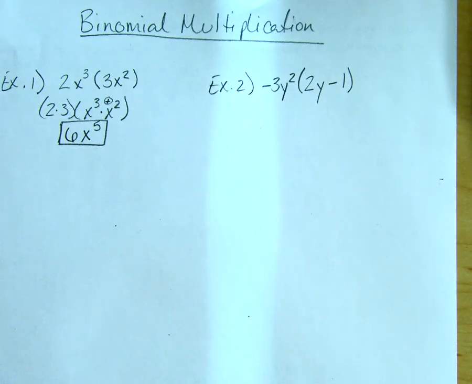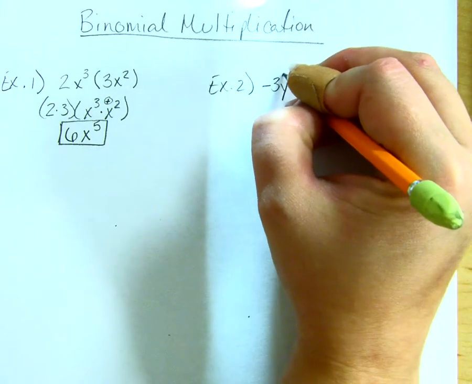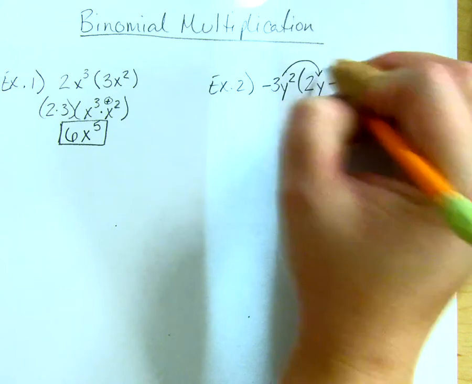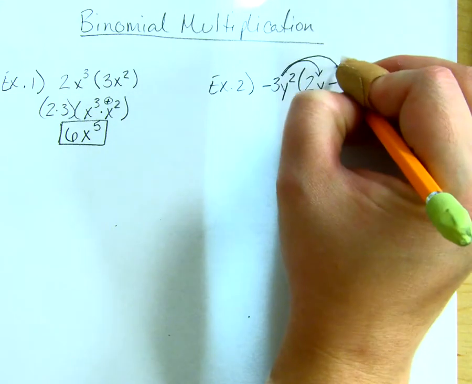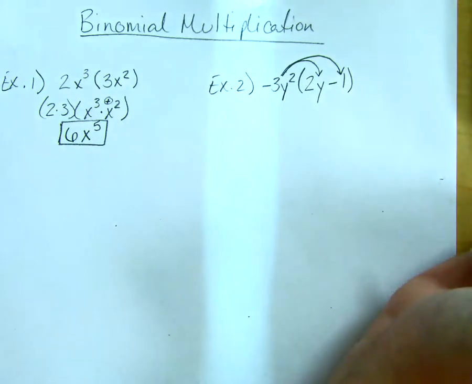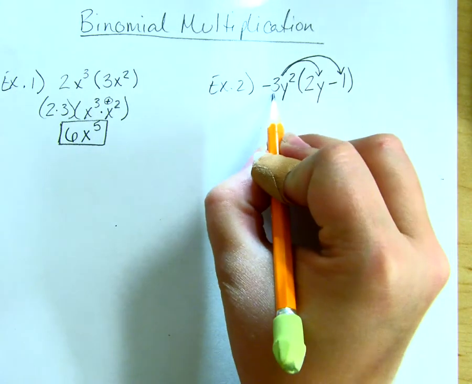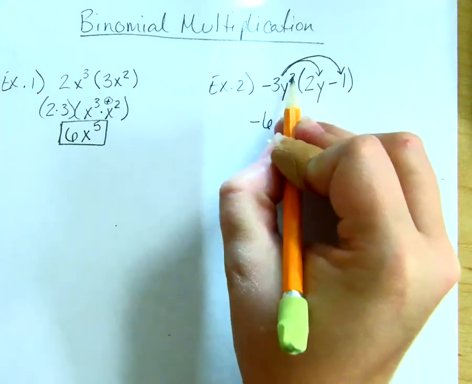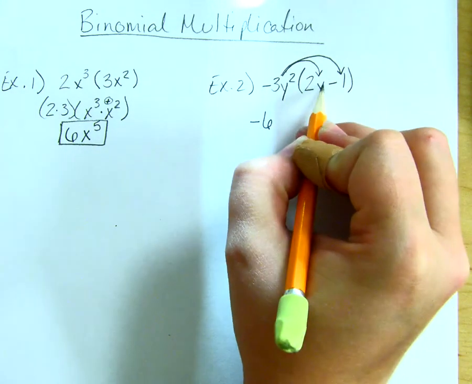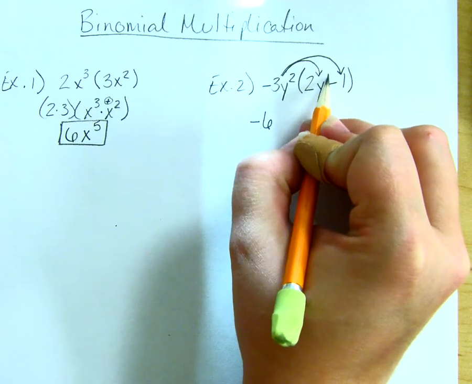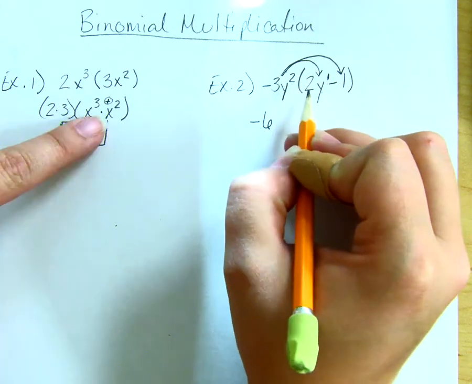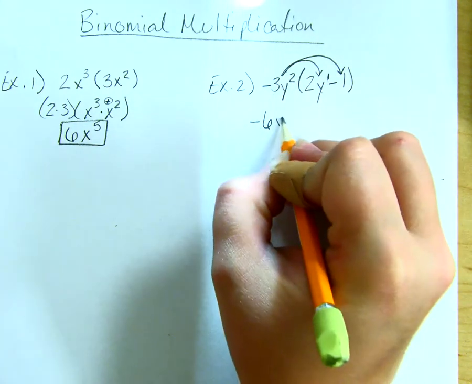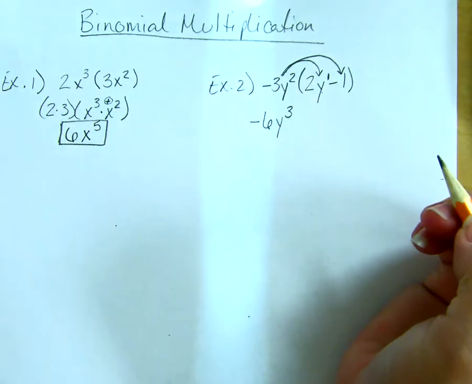You guys are pretty comfortable with distribution. So I'll multiply negative 3y squared times 2y and negative 3y squared times negative 1. Negative 3 times a positive 2 is a negative 6. Y squared times y. Now you need to remember that if it's just a variable, it has a power of 1. So I'm multiplying like I did here. I'll add the exponents and get y to the 3rd power.